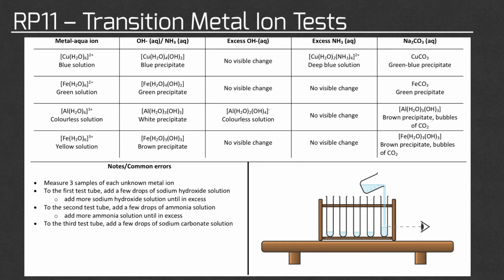To the third, add a few drops of sodium carbonate solution. For each of the possible metal ions, you've got to know what kind of precipitate they would form with each of the different reagents.